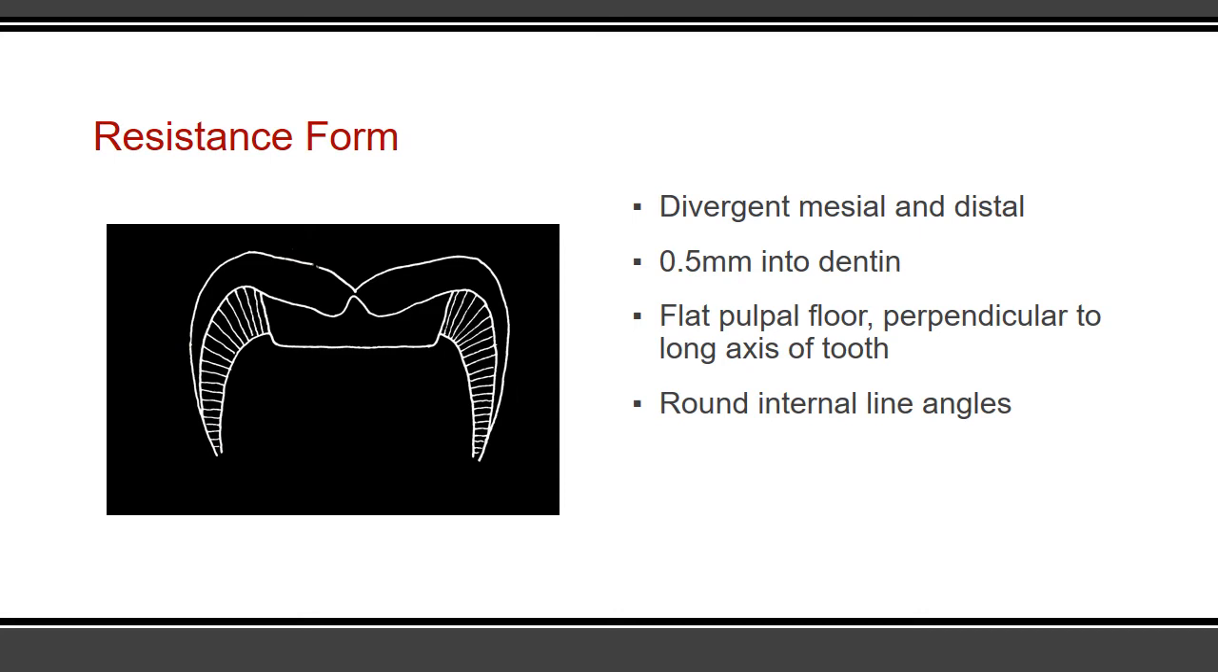So resistance form. Same thing on our class 1 part, we want to have our minimum bulk of amalgam. So the occlusal part is going to be the same as a class 1. We're going to go 0.5 millimeters into dentin. So you're going to have approximately 1.5 to 2 millimeters of bulk in amalgam. So that's like your minimum. We don't want it to break.